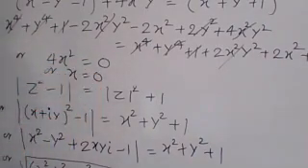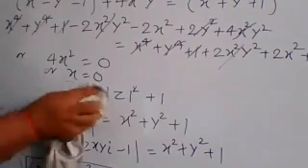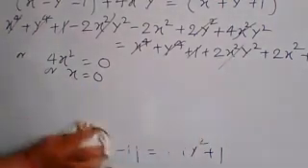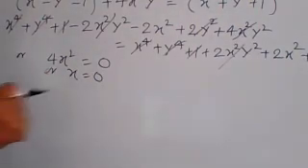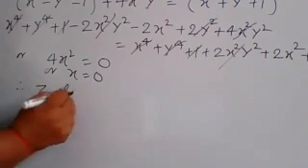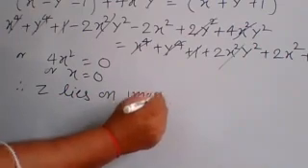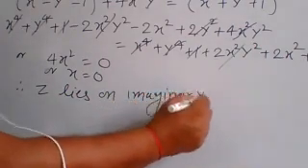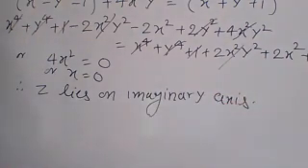So for any complex number x plus iy, if x is equal to 0, means if its real part is 0, you can say that z lies on the imaginary axis. So it proves that. You write in this way, hence z lies on the imaginary axis. So this proves your result.